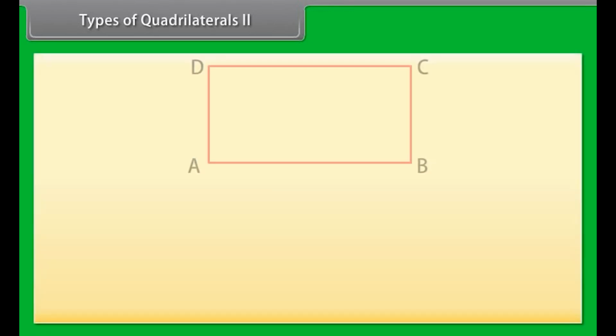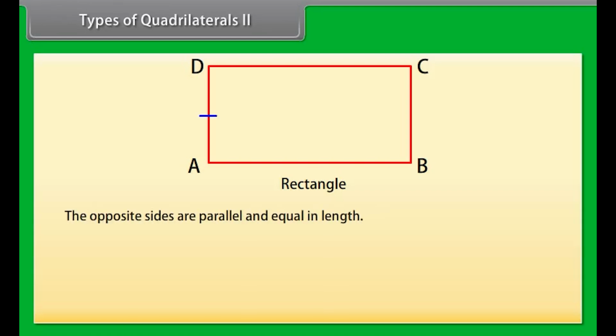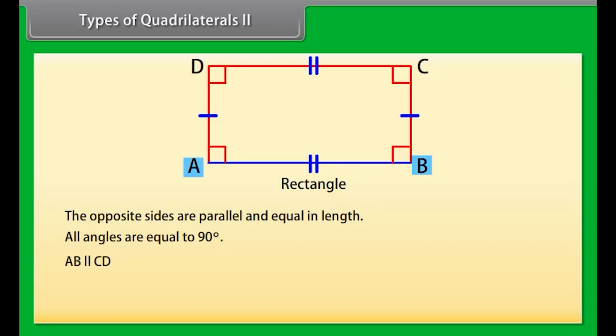Types of quadrilaterals 2. Now come to rectangle. In a rectangle, the opposite sides are parallel and equal in length, and all angles are equal to 90 degrees. Here, AB is parallel to CD and AD is parallel to BC, and the angles A, B, C and D are of 90 degrees. So, ABCD is a rectangle.